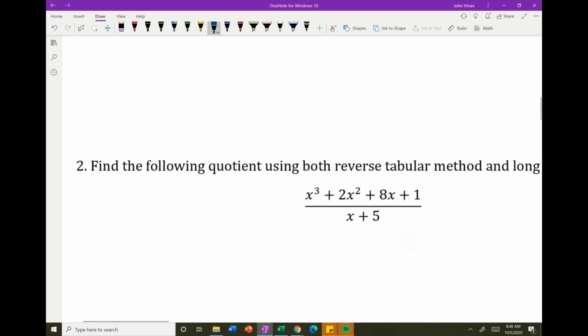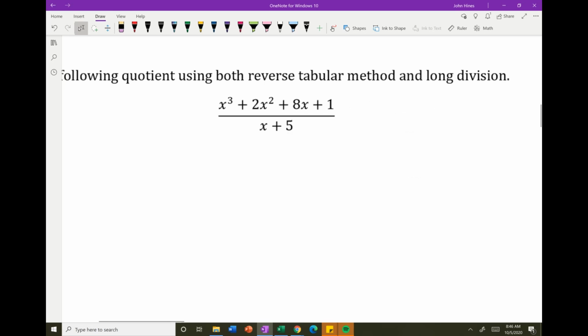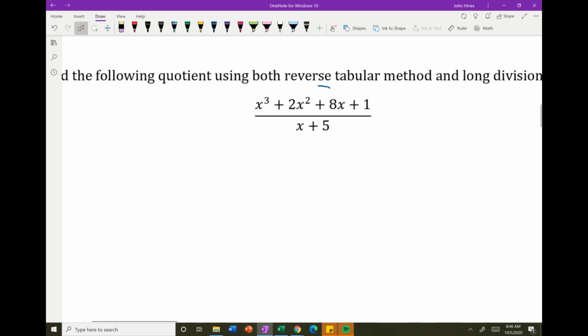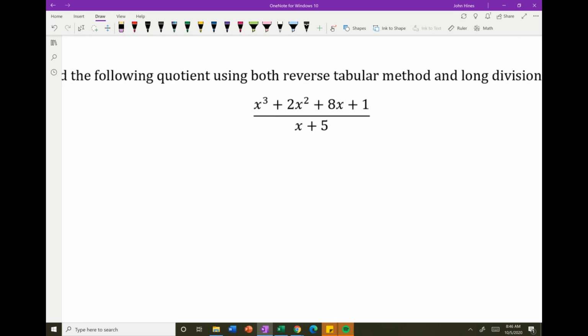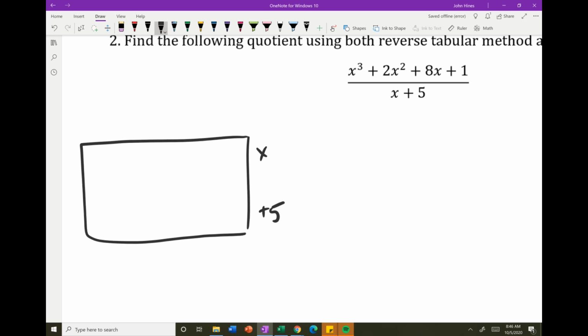So let's slide down to 2 here. We're going to skip question 1, and let's slide down to 2 where I'm going to divide this using the reverse tabular method and long division for both of my folks out there, depending on what method you like. So let's do reverse tabular first. So I'm going to divide by x plus 5. Hopefully this is a good review of division because we haven't done it in a while.